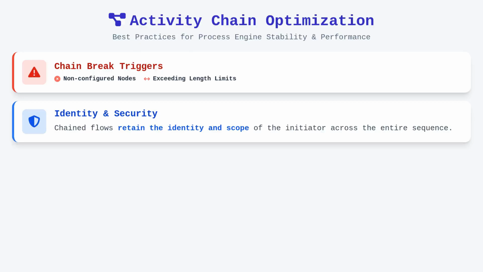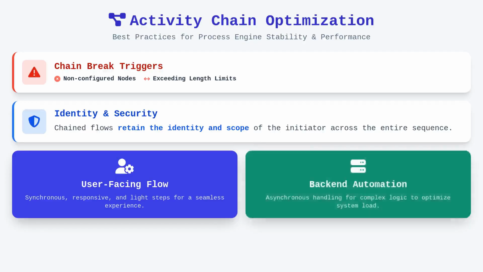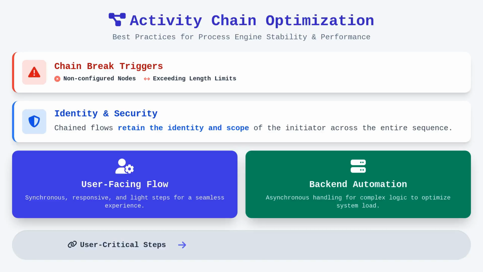If you have complex logic or secondary processes that do not require user interaction, it is usually better to handle those asynchronously outside the chain sequence. This allows the system to balance the load more effectively and ensures that the user-facing part of your application remains responsive and light. By separating user-critical steps from back-end automation, you maintain a cleaner architecture while still providing that seamless, integrated experience that Appian is designed to support.